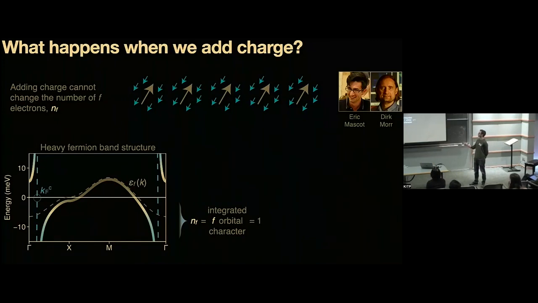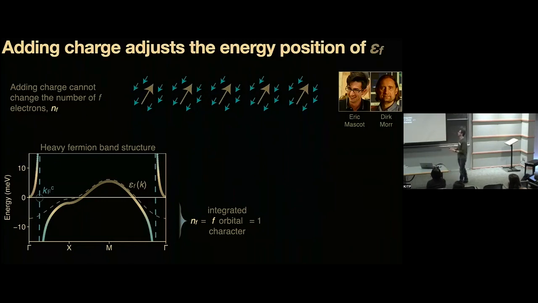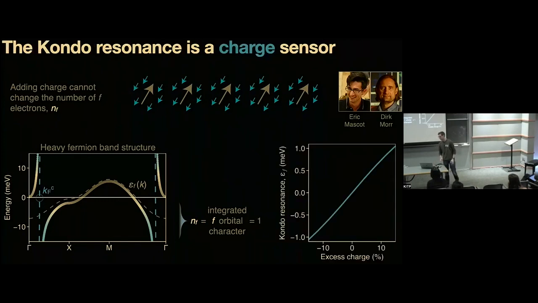So if you tried to naively dope this system by dragging the Fermi level up or down, you would change the amount of integrated F orbital character, so the total amount of grayness here, and that would violate this constraint up here. So what has to happen instead is that as you change the size of the Fermi surface, the Kondo resonance must adjust its energy position in order to conserve the total F orbital character. We calculated this response in a Kondo lattice model, and we found that it was fairly linear over a wide range of charge doping and over a wide range of parameters that you put into the model.